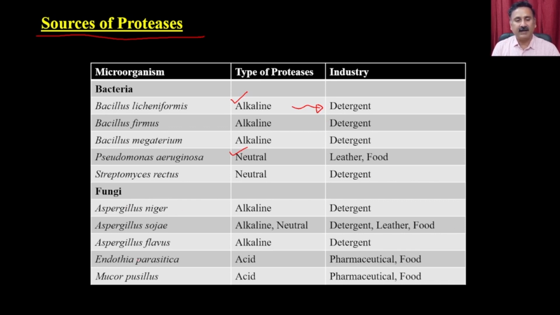Then we can also have proteases from fungal sources. You can have Aspergillus, Endothia, and Mucor, and they also give you acid proteases or alkaline proteases, and they also have a role in the detergent industry, leather industry, pharmaceutical and food industry, and so on.